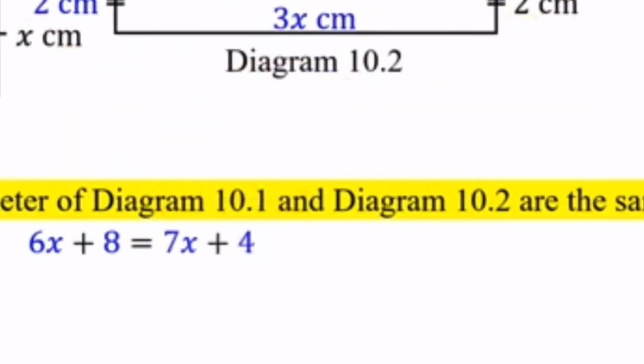So by equating both perimeters, 8 minus 4 equals 7x minus 6x. So the answer for x is equal to 4.